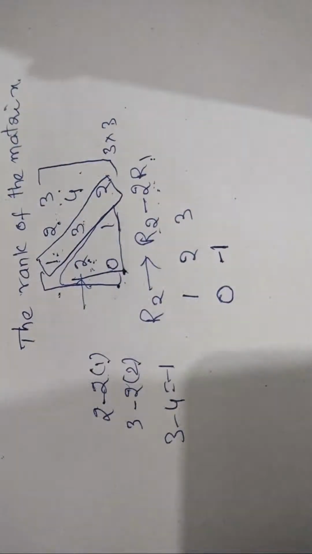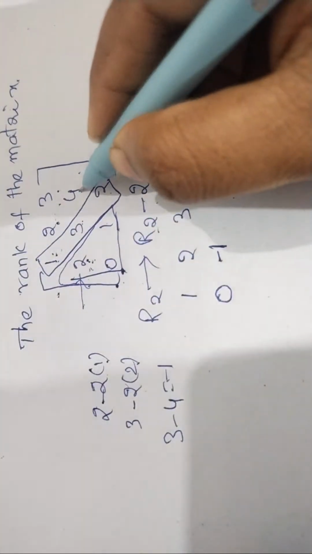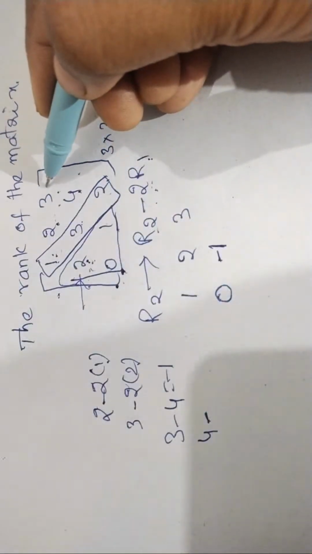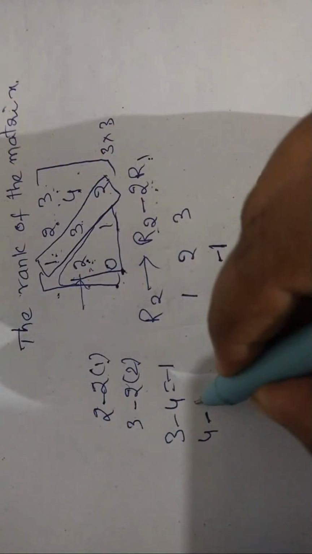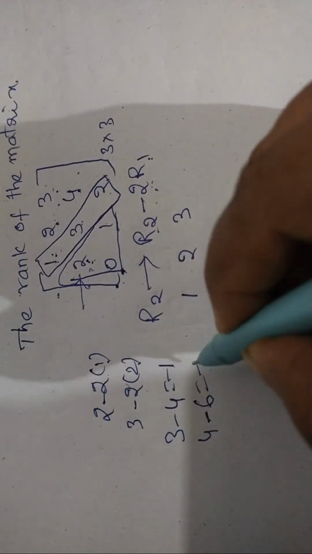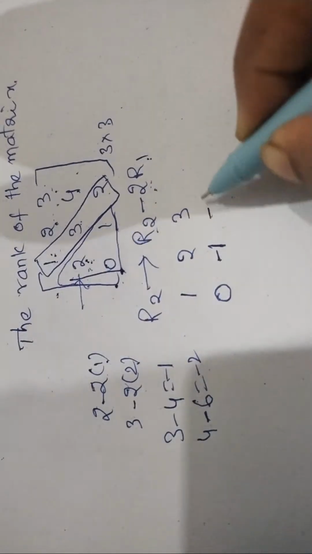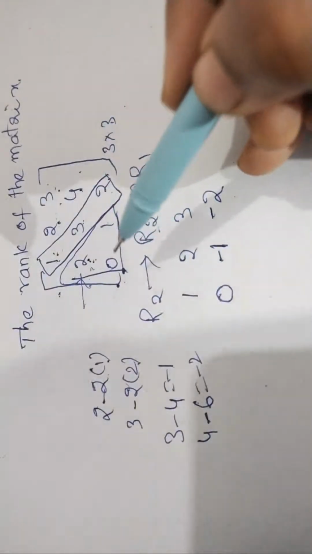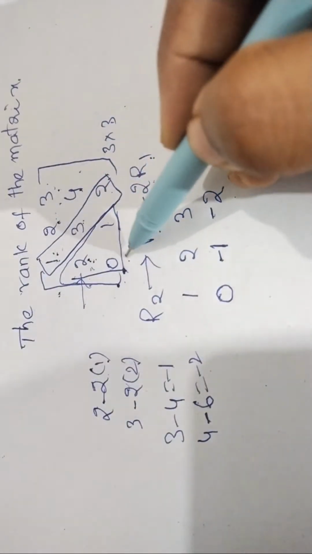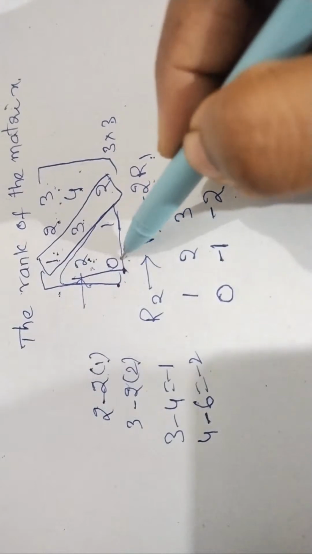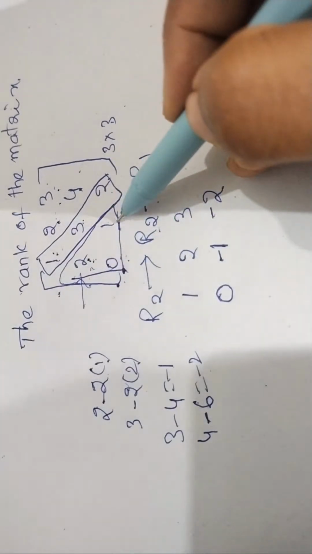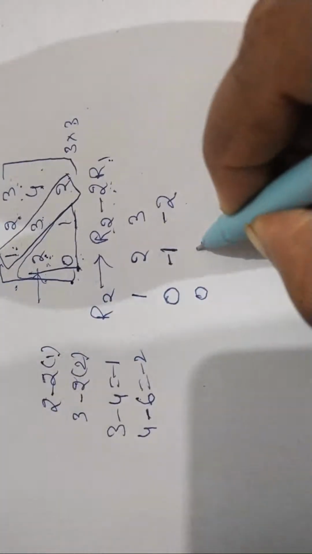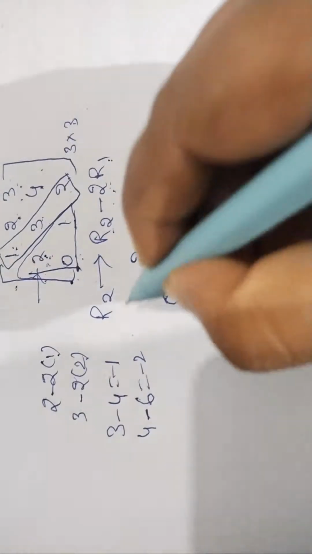And next, R2 is 4. 4 minus 2 into 3, 2 into 3 is 6, so minus 2. This element is minus 2. Next, here it is already 0. No need to make it 0. It's already 0. And go for the next element. I will write that third row as 0, 1, 2.